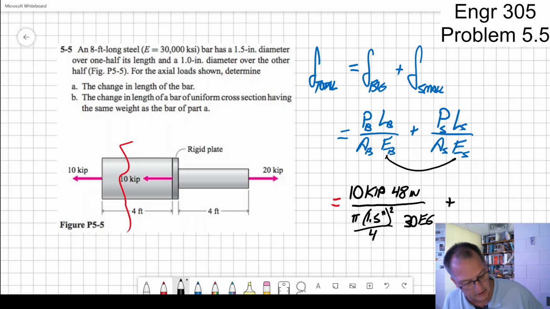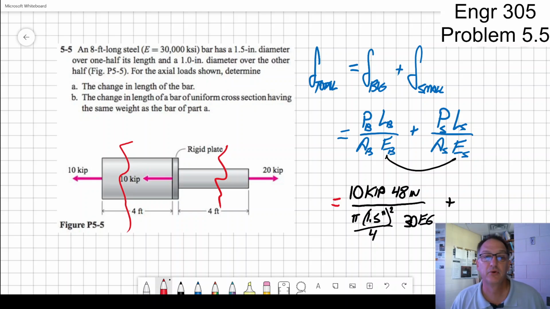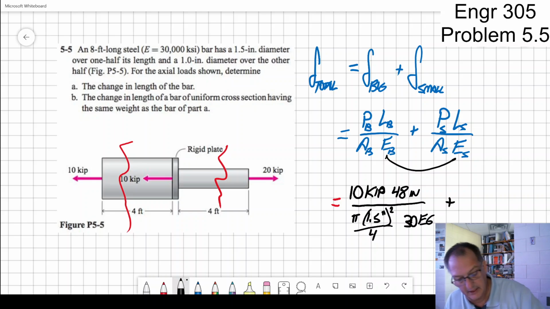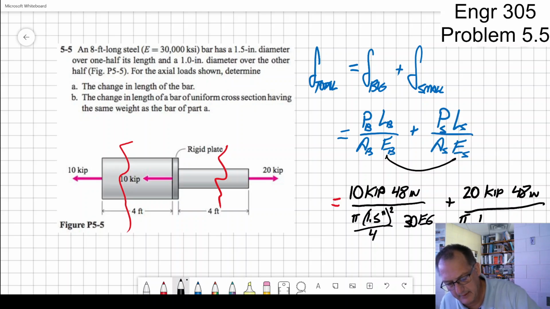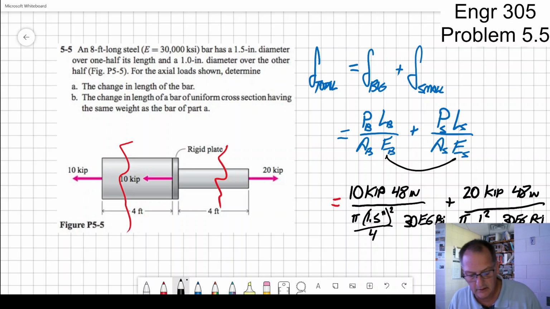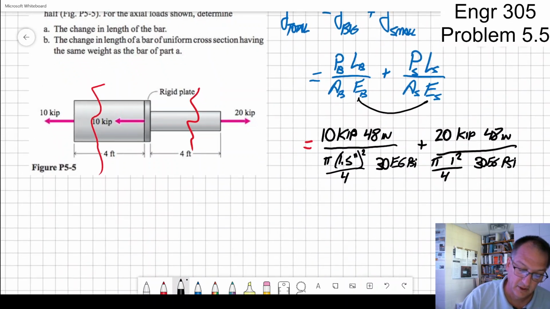Plus, what's the load when I look at that section through the second half, through the smaller half? Well, it's now 20 kip. 20 kip times, it's also 48 inches long. It is now pi times 1 squared over 4 inches. It's in inches. That's in PSI. And then this is 30 E6 PSI. Do the units work out? Well, I've got my per square inch, and I got square inches here, so this is just in pounds. And pounds cancels with pounds, so I'm left with delta. So yeah, that all works out.